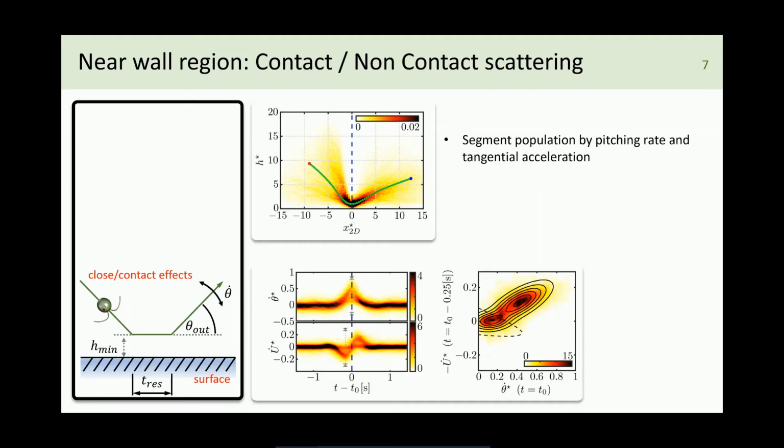We can observe two things. First, if we look at theta dot, we see that around the point of closest approach, theta dot increases, which corresponds to a cell pitching away from the surface. When we look at the acceleration, we see that before the point of closest approach, it is slightly negative, corresponding to a deceleration, and after that, it is slightly positive, corresponding to an acceleration.